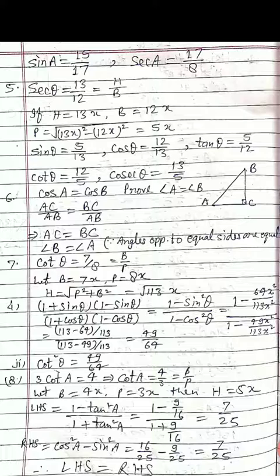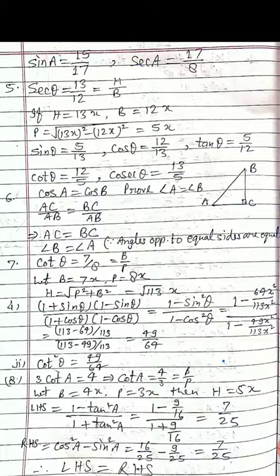Clear? Now the seventh question. Here cot theta equals 7 upon 8. It is given. Evaluate: first part, (1 plus sin theta) into (1 minus sin theta) upon (1 plus cos theta) into (1 minus cos theta). The second part is cot square theta. So here cot theta is 7 upon 8 and the formula for cot theta is b upon p. So base will be 7x and perpendicular will be 8x. x is the common ratio.